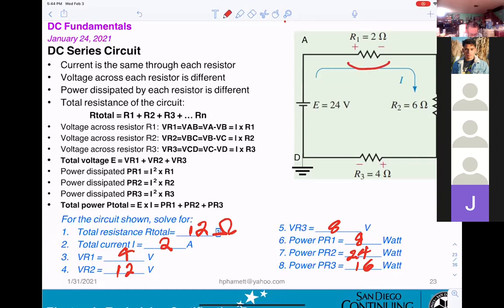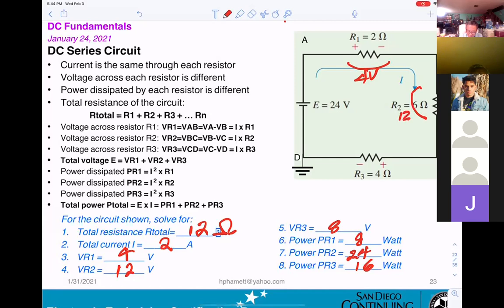Can you repeat how you got the 2 amps? Can I just jump in real quick? The main thing when you're approaching these series circuits is that the very first thing you want to do is look at the circuit. Look at what you have for resistance and what you have for voltage. Then find the total resistance first. The total voltage is given: E equals 24.